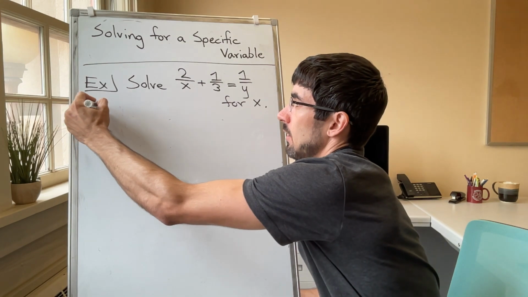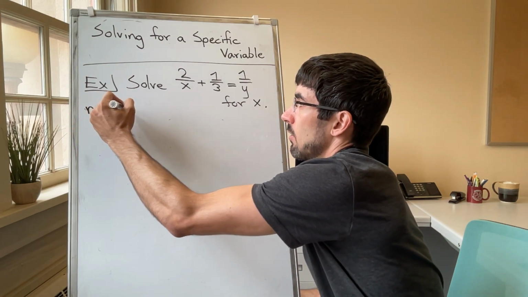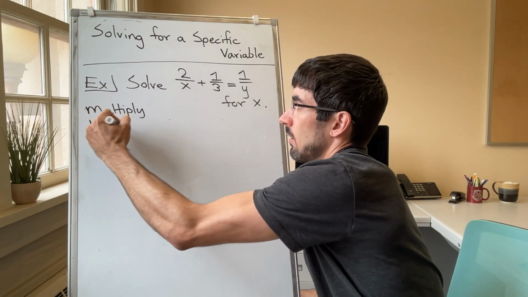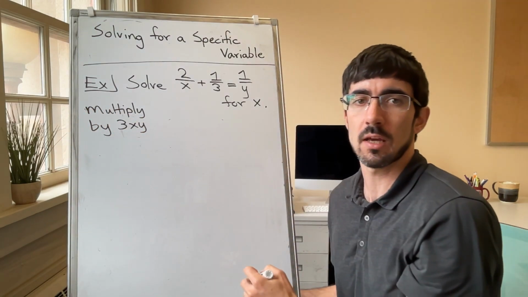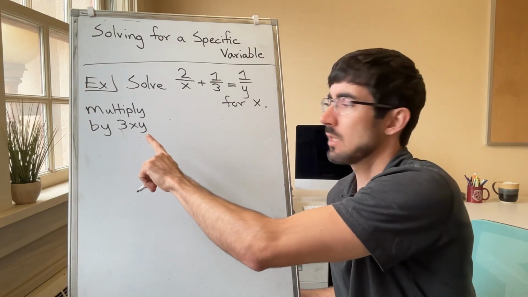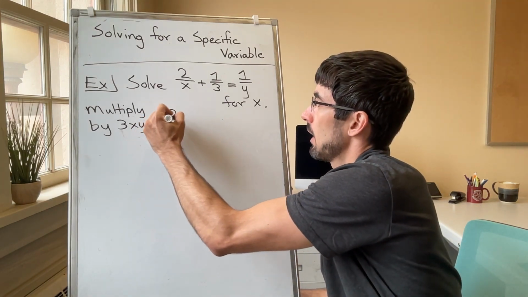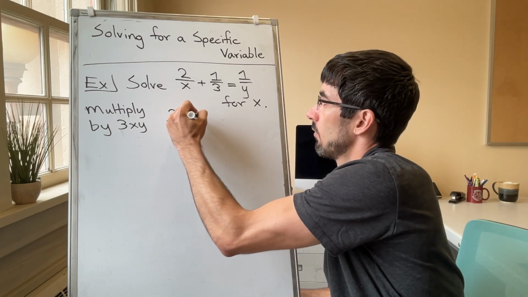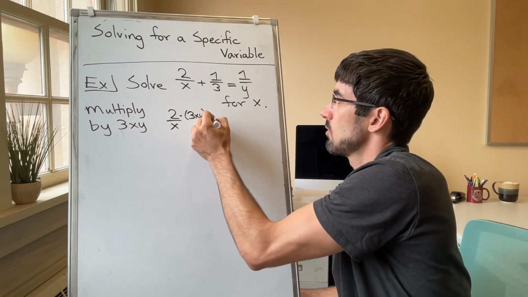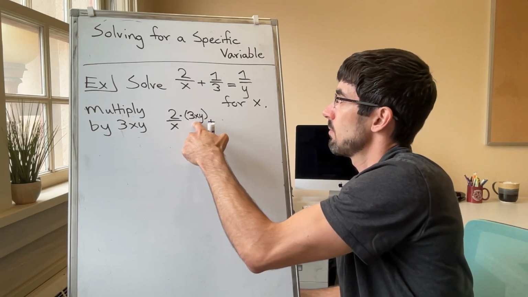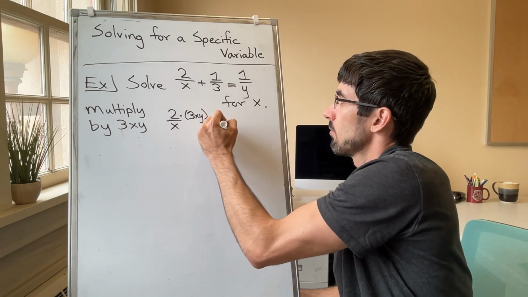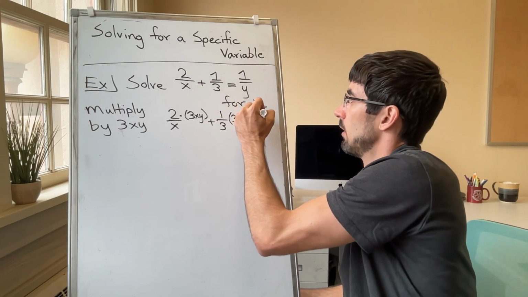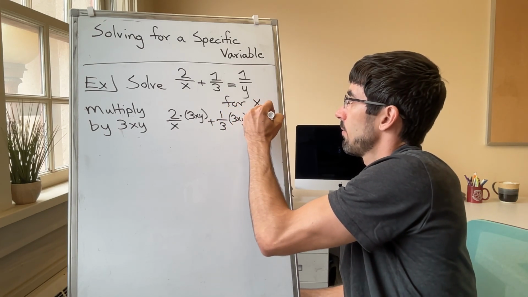The LCD here is 3xy. That is the smallest thing that all of the denominators multiply into. So I'm going to multiply by 3xy. Let's think about what it looks like for each of these fractions. So 2 over x plus 3x times 3xy plus 1 over 3 times 3xy equals 1 over y times 3xy.